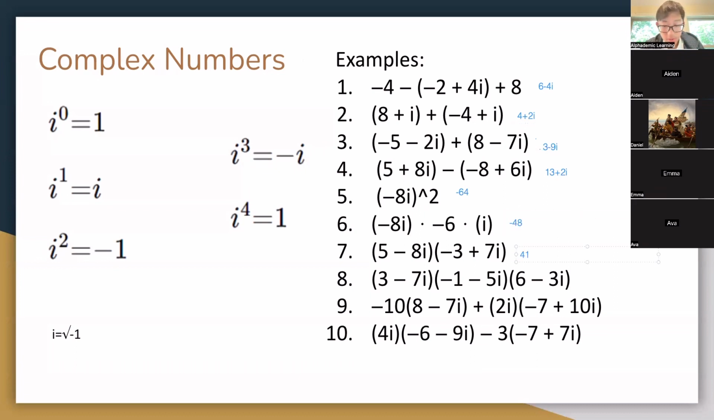Number 7, 41 plus 59i. Number 8, negative 252 plus 66i. And then number 9, negative 100 plus 56i. And then lastly, for number 10, the answer would be 57 minus 45i. All right.